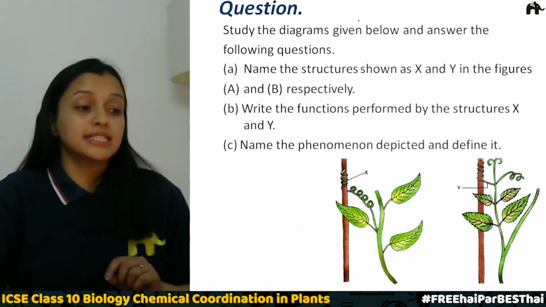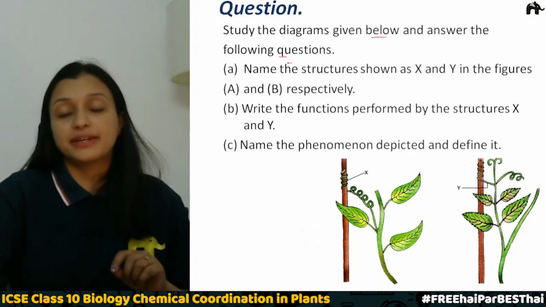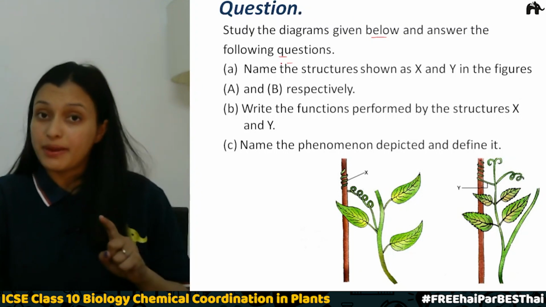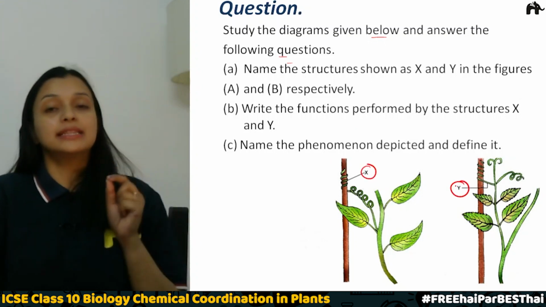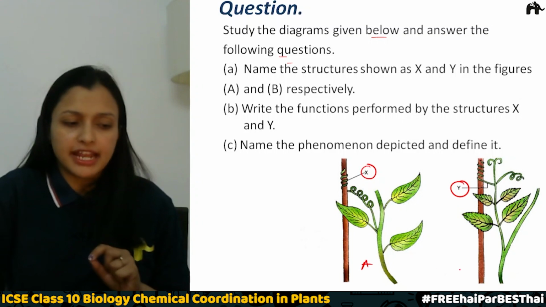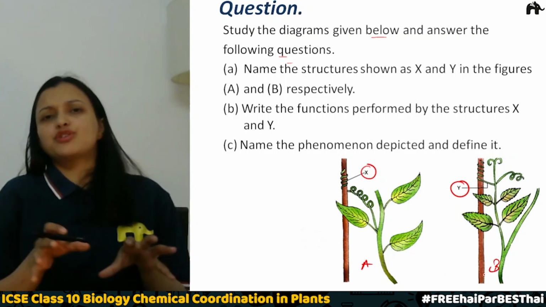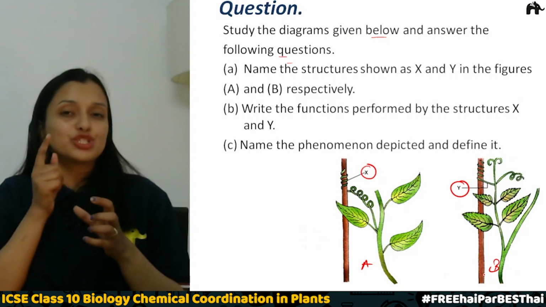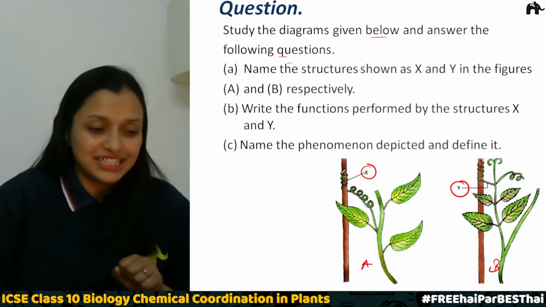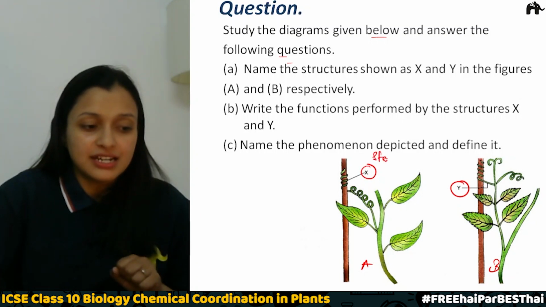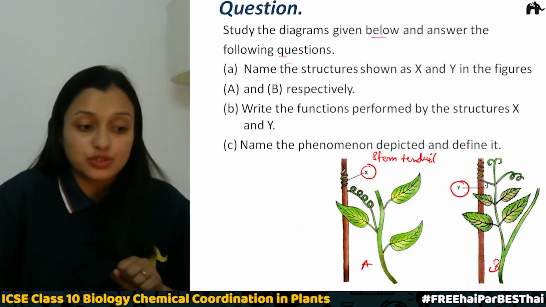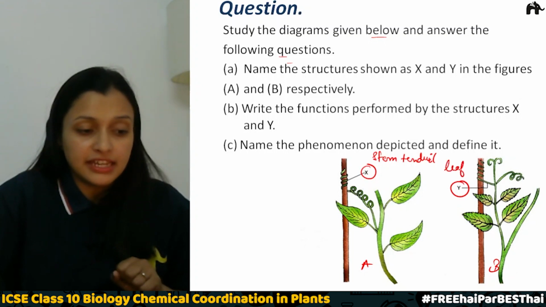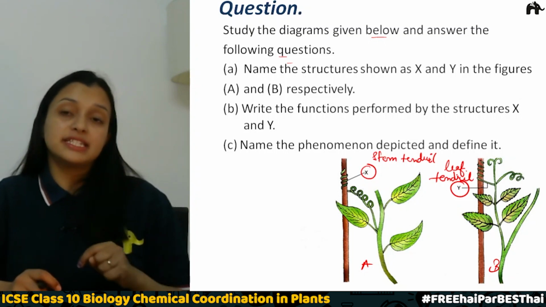Now the next question: study the diagram below and answer the questions that follow. The first question is to name the structures X and Y in figures A and B. So this is figure A and this is figure B. So what are these structures? Just recall the touch movements, right? This is a stem tendril. And this one is a leaf tendril, right? Now let's see the B part.